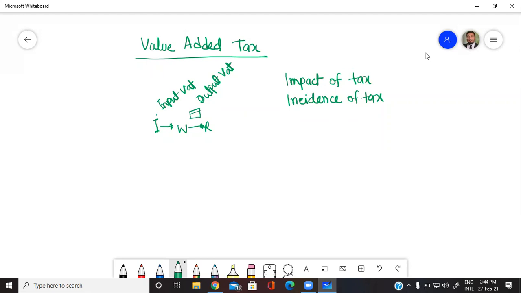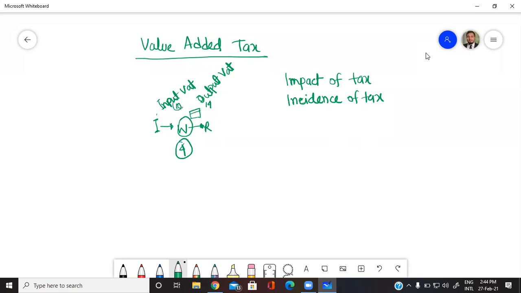So you see, let's say input VAT paid by the wholesaler is, for example, 10 taka, and he has collected, for example, 14 taka. So how much is the wholesaler now liable to pay to the government? 4 taka? 4 taka, yes.